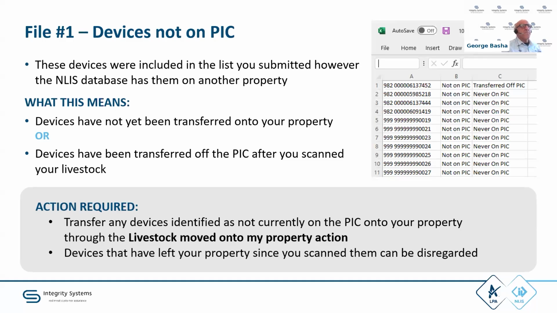Whereas the other ones will say they've never been on your property, which means you need to do a P2P transfer onto your property. So how do you do that? You need to look up your paperwork, get the LPA NVD or a waybill that came with those animals and transfer them in the NLIS system using that P2P or producer-to-producer transfer. So, like I said, you can ignore the ones that have been transferred off your property because they haven't been uploaded yet. Next.